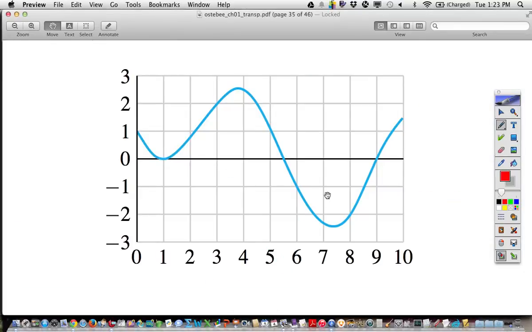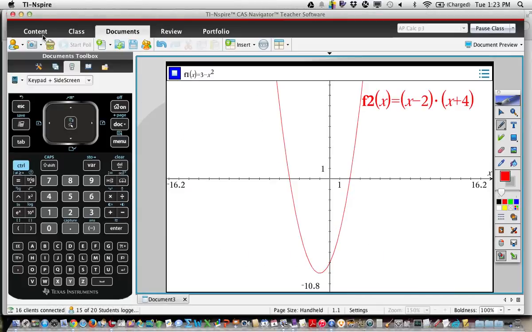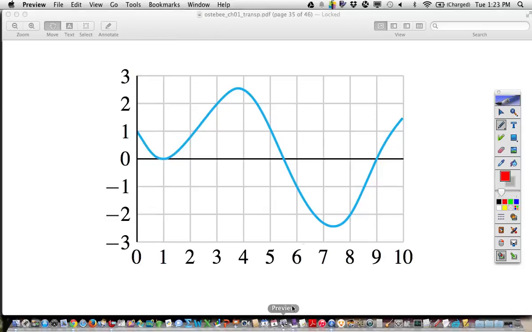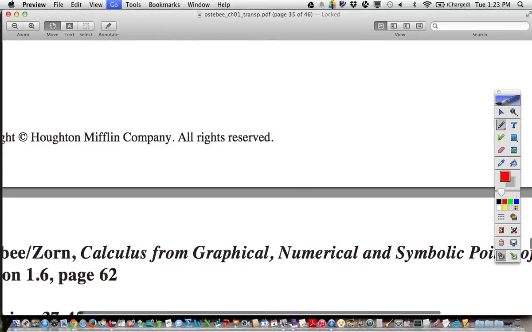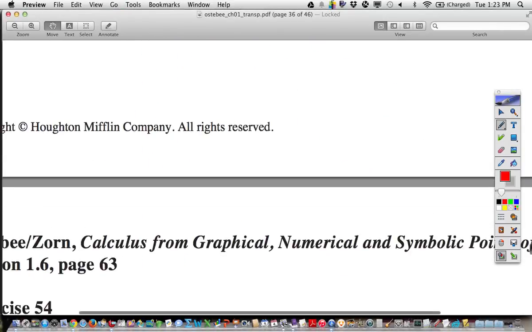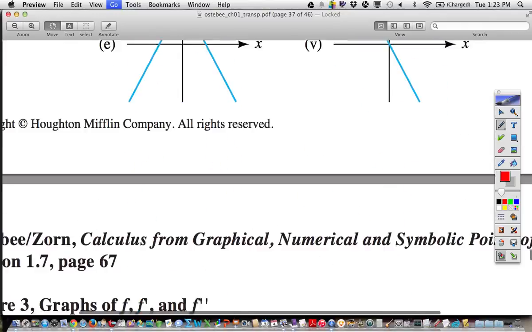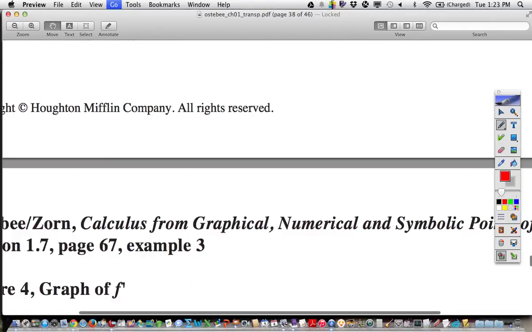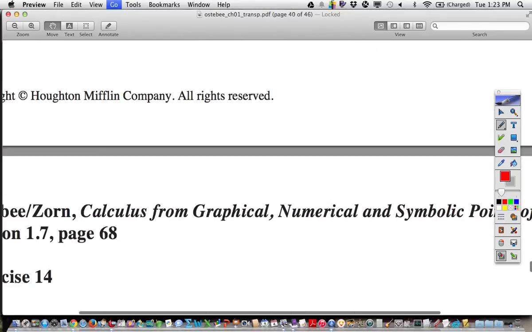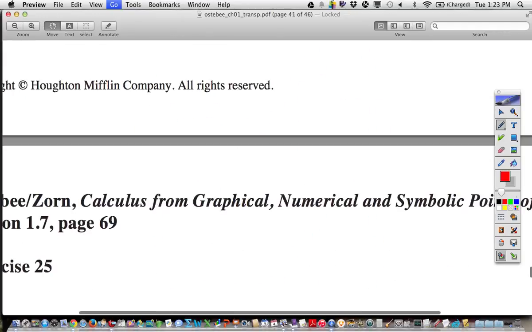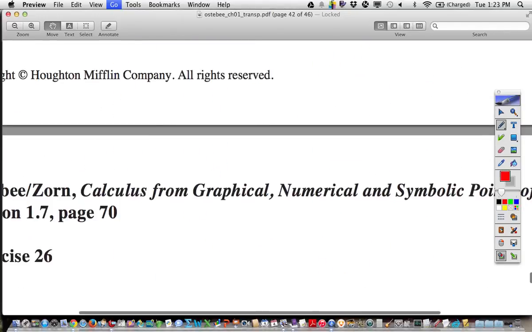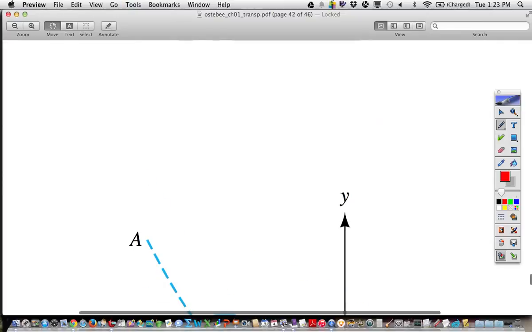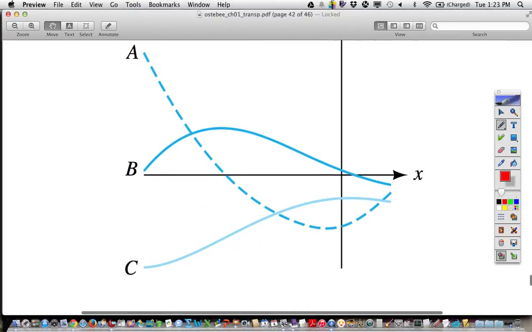Everybody got the hats on? Are we logged in? Okay. What I want you to do, I'll get this ready. I want you to go to number 26. Okay? On your homework, turn the page. I think it's on page 70. Oops. Here it is right here.